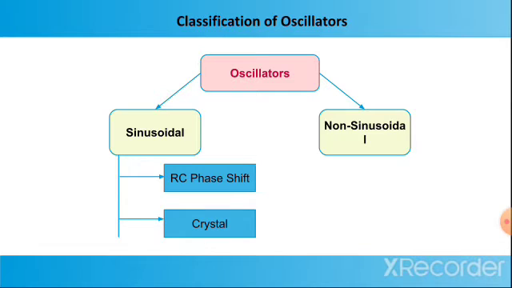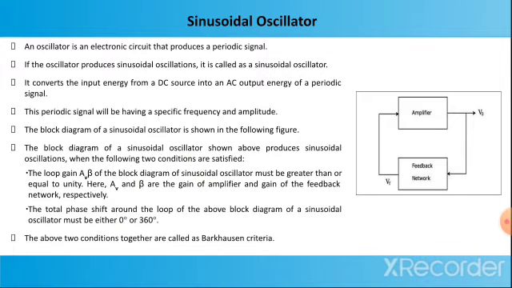Now we'll talk about the classification of oscillators. Oscillators are divided into two types, sinusoidal and non-sinusoidal. Sinusoidal oscillators are divided into types such as RC phase shift and crystal oscillator. Here in this lecture we'll only discuss sinusoidal and non-sinusoidal. In the next lecture we'll start with the RC phase shift oscillator. First we'll talk about the sinusoidal oscillator, which can also be called a sine wave oscillator.